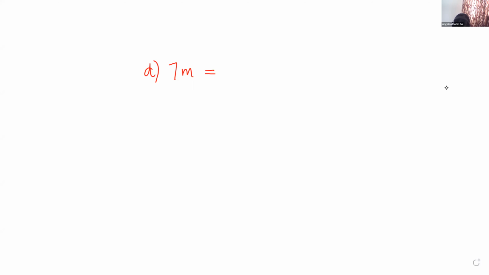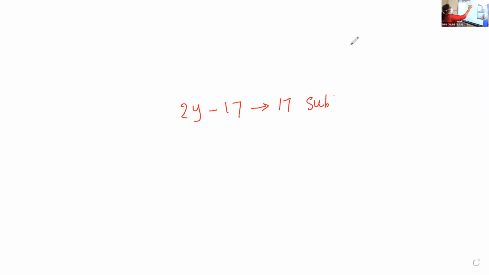The last question is 2 times y subtracted from 17. 2y, once more I'll explain that. 2 times y subtracted from 17. Is that the answer? 2y minus 17. Yes, tell me once more. I will call Chinmay. Chinmay, how can I write now? 17 subtracted from 2 times y. Very good, Chinmay. Very good. 17 subtracted from 2 times y.